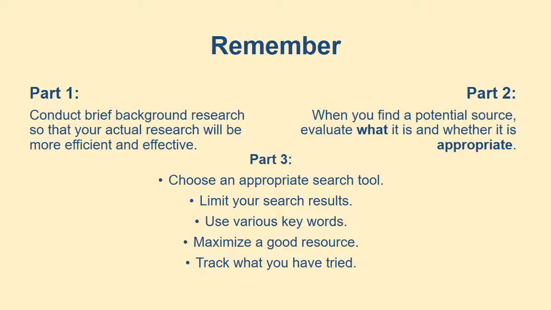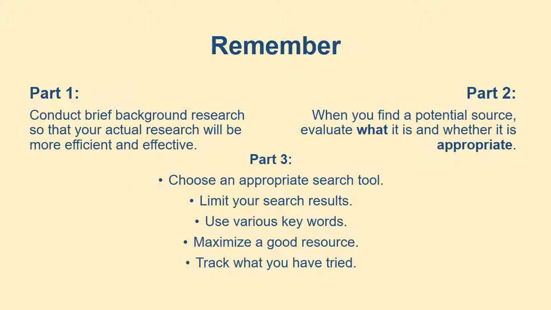In part 2, we looked at evaluating sources. So when you find a potential source, you want to evaluate, what is the source? What type of resource is it? And is it appropriate to my particular assignment and what I'm trying to accomplish? In part 3 that we just finished, locating resources, we talked about choosing an appropriate tool, whether it be Google Scholar or MyMonroe. We talked about how you limit your search results based on lots of different things, such as source type, saying perhaps only scholarly publications, or maybe by date.